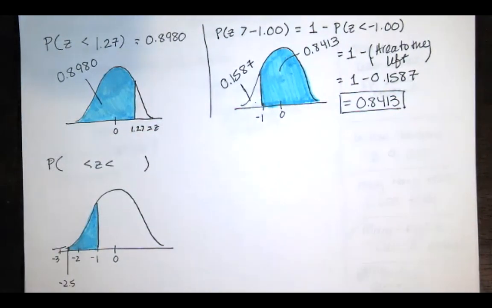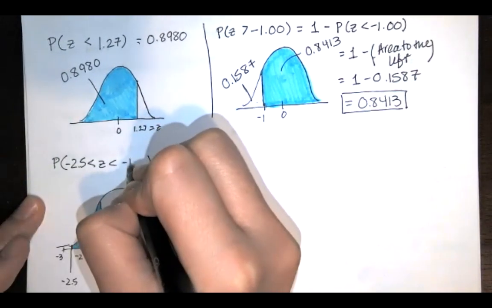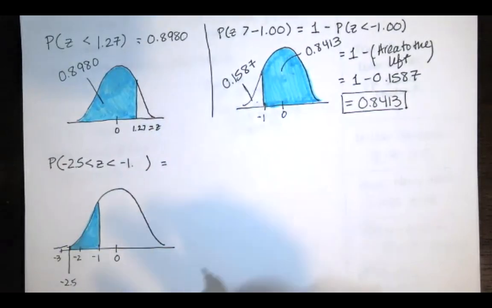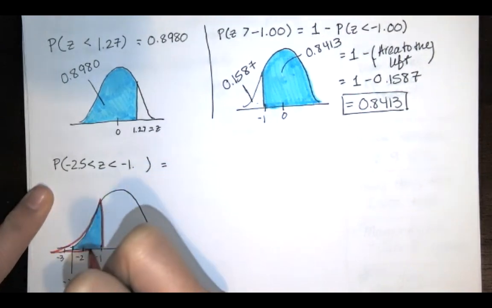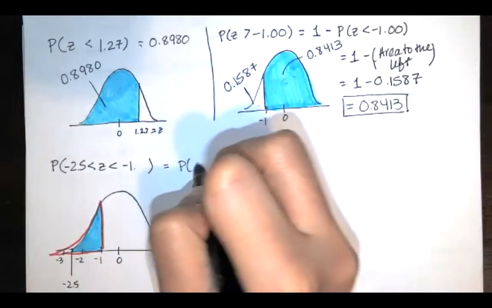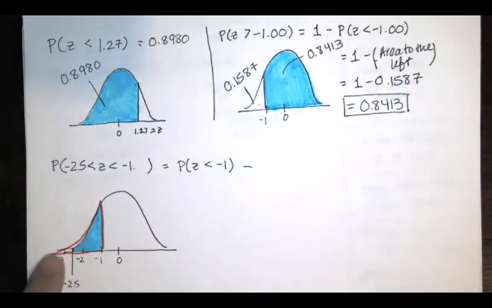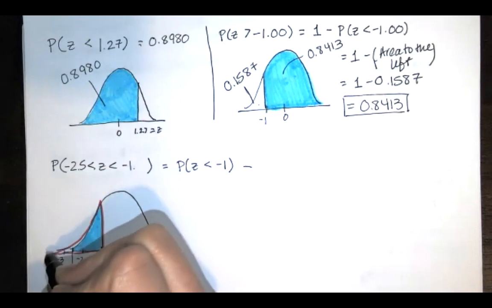Now, again, I want to go from smallest to largest, so -2.5 to -1. I don't have areas between two curves in my table. I only have area to the left. So if I want area between two curves, all I have to do is take the larger area right here. That's the area to the left of -1. So it's the probability that Z is less than -1. And then I want to subtract the area to the left of -2.5. I want to subtract that little piece.